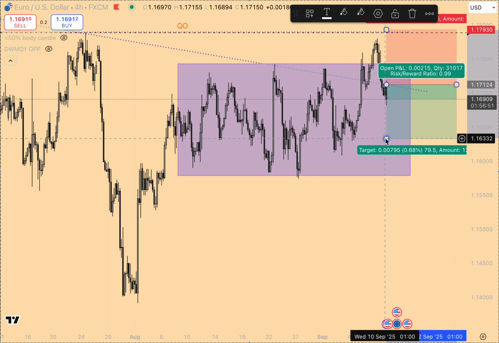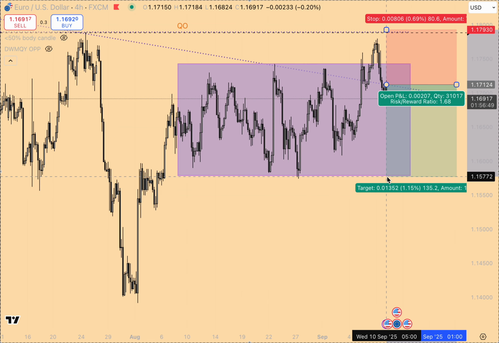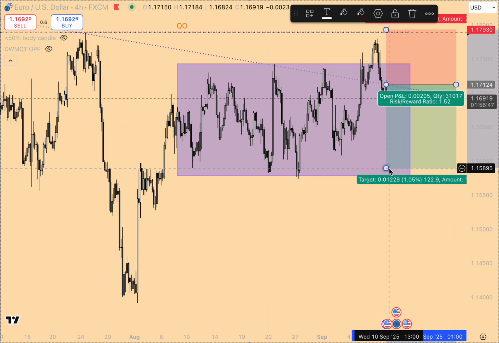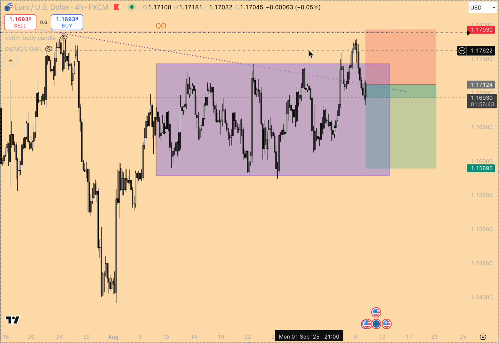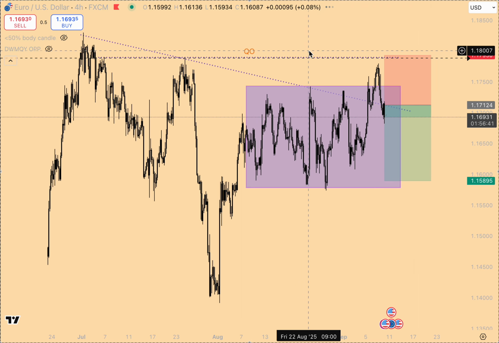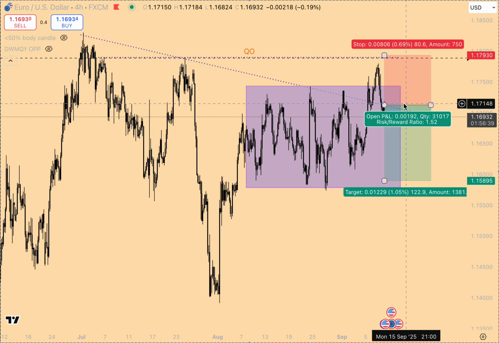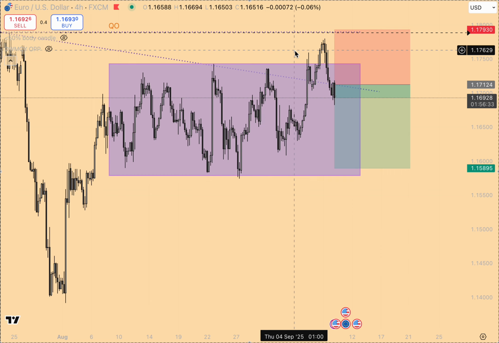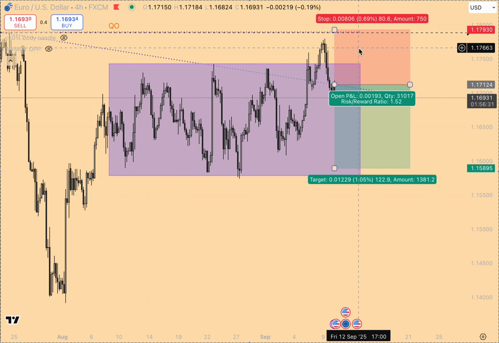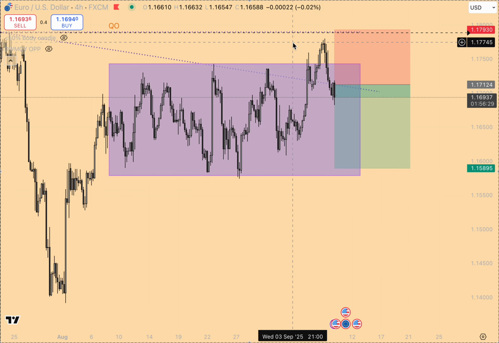And then you target this area right here for like a 1 to 1.5. That would be my trade if you are looking for one, because it's a small range, and there's nothing we can do but trade the market structure. If it doesn't fit your risk and reward, you let it go.